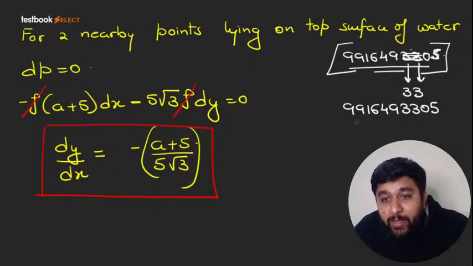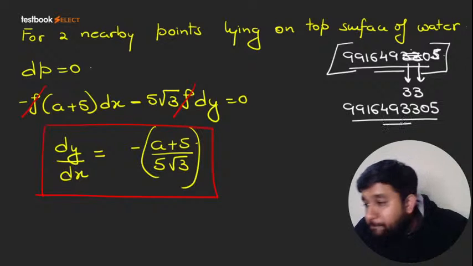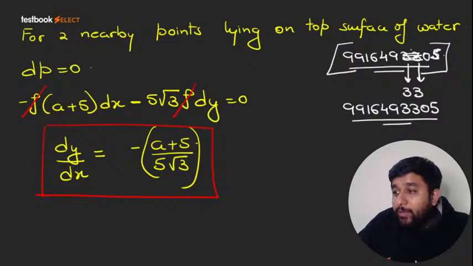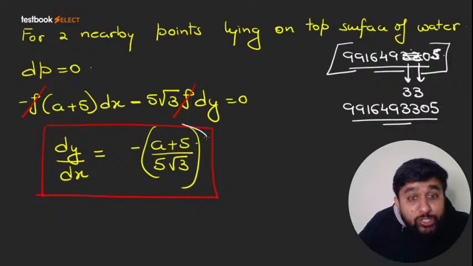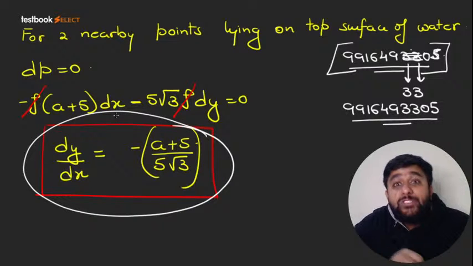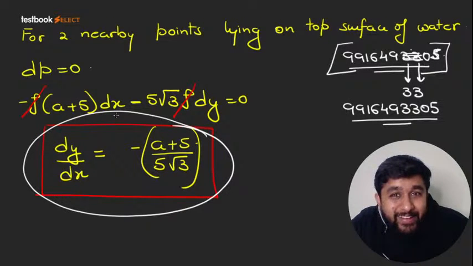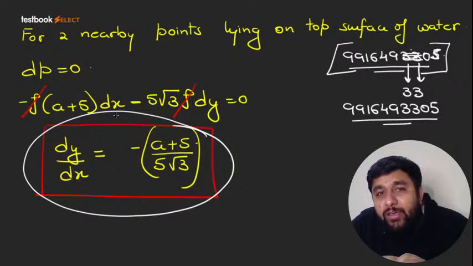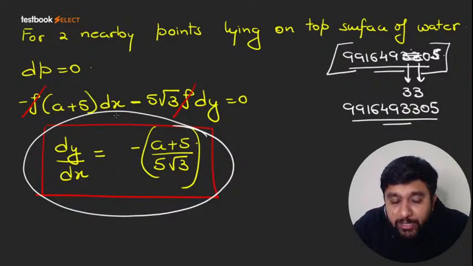हाँ, अब ठीक है. I think this is clear now. Okay, so guys, this is the slope of top surface of water. Now you will ask me, sir, why we have found it out? Actually it's very easy, it's very simple.